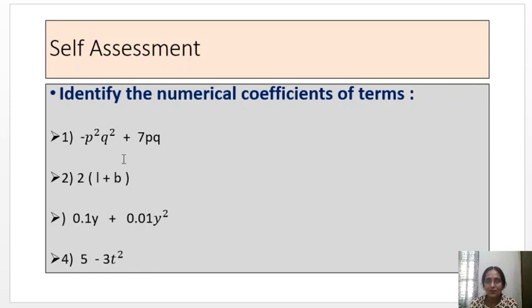Then you will get L plus B. Then you have to note down the two terms. Then you have to find the numerical coefficient and write it down. Thank you.